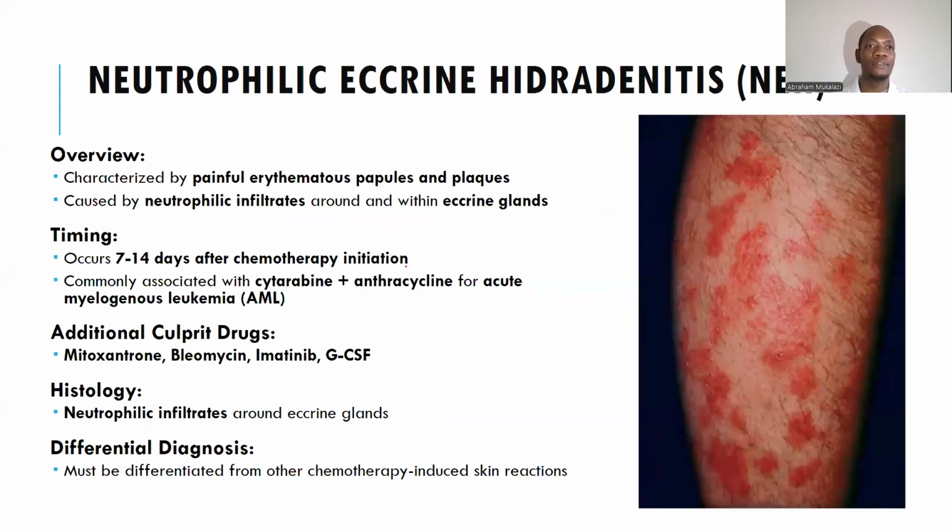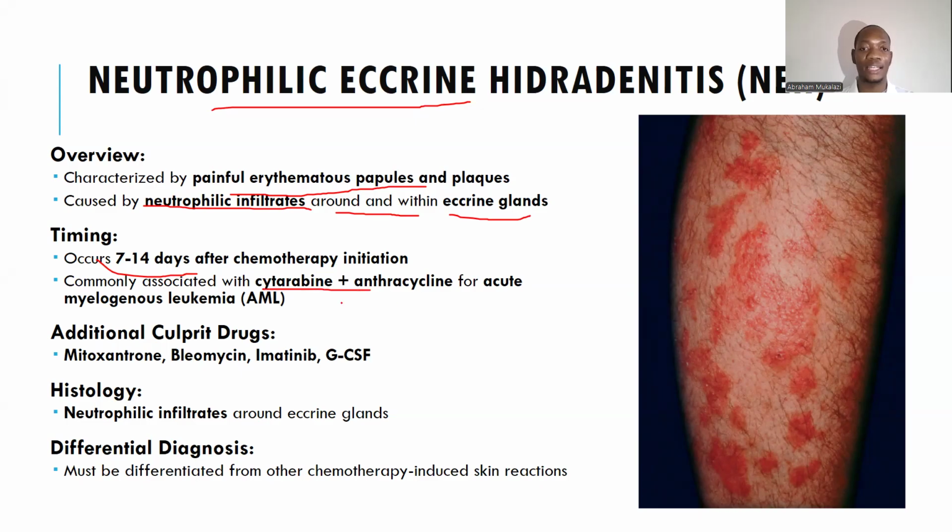Then when we go to the next condition, we call it the neutrophilic eccrine hidradenitis, or NEH. This is a common condition we see in patients who are on chemotherapy. In this case, someone will have painful erythematous papules and plaques that are caused by neutrophilic infiltrate around or within the eccrine gland. The timing is about 1 week to 2 weeks after you've started your chemotherapy, and commonly associated with cytarabine and anthracycline, which is usually used to treat the acute myeloid leukemia.